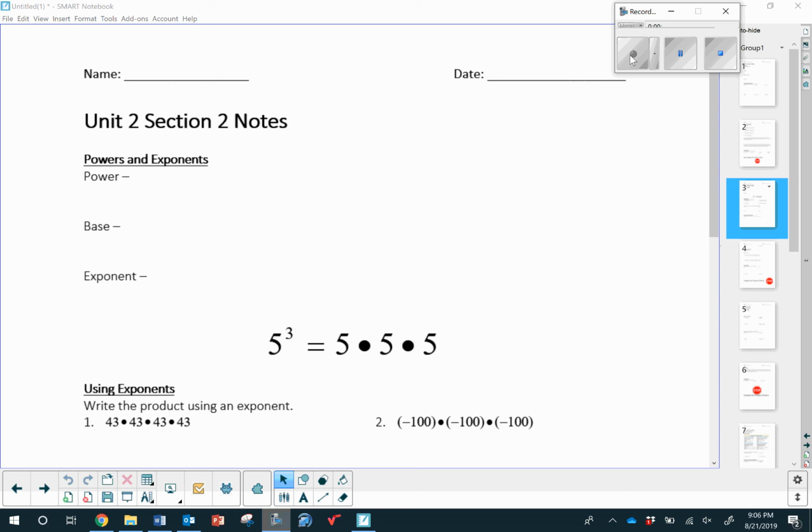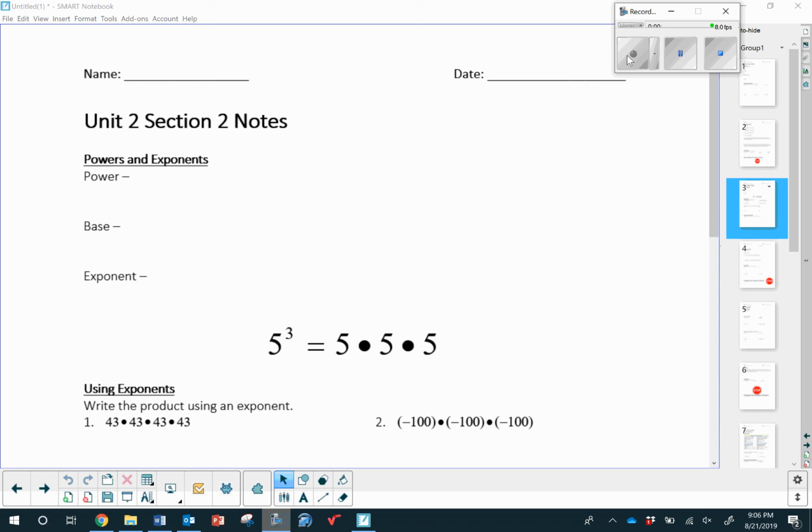All right, my friends, we are going to get started with the Unit 2, Section 2 notes. And in this section, we're talking all about exponents. I know that you have probably heard the word before or done a little bit with it in the past. So we're just going to build on that.